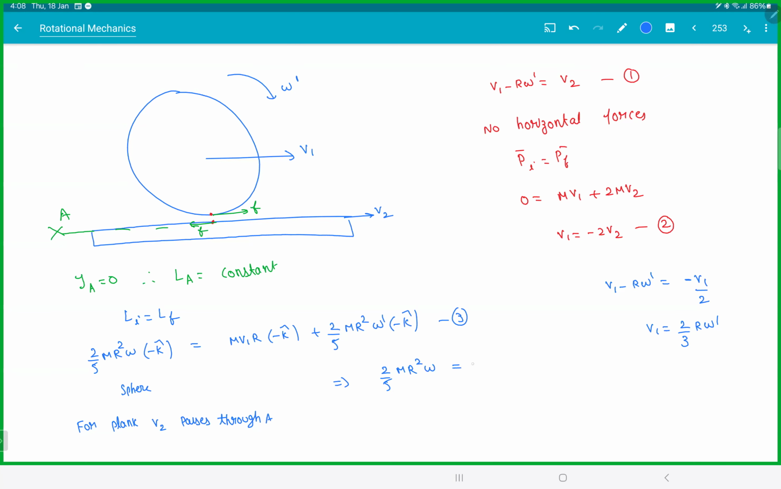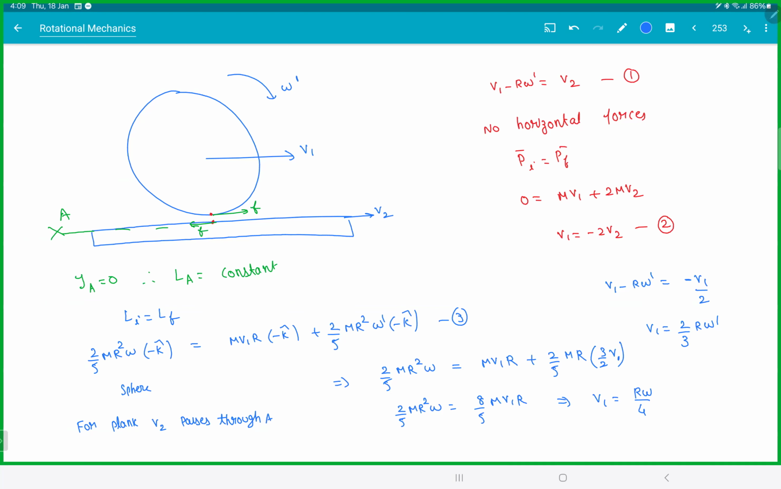Two by 5 mr square omega, mv1r plus 2 by 5 mr, r omega dash will be 3 by 2 v dash. 2 will cancel. That will be 3 by 5. That will be 8 by 5 mv1r. So v1 will be 2 will cancel 4. So r omega by 4. Check. Once I got v1, I'll get everything. I'll get v2, omega dash, everything.